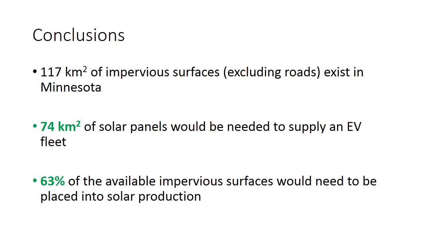From this, I concluded that there are 170 kilometers squared of impervious surfaces, excluding roads, that exist in Minnesota. And since we only needed 74 kilometers squared, we have enough area of impervious surfaces to power an electric vehicle fleet. In fact, 63% of the available impervious surfaces would need to be placed into solar production, meaning that we could be semi-selective in our areas as far as making sure that there are not other obstructions shading the solar panels, and that the construction costs would not be too great in certain areas.